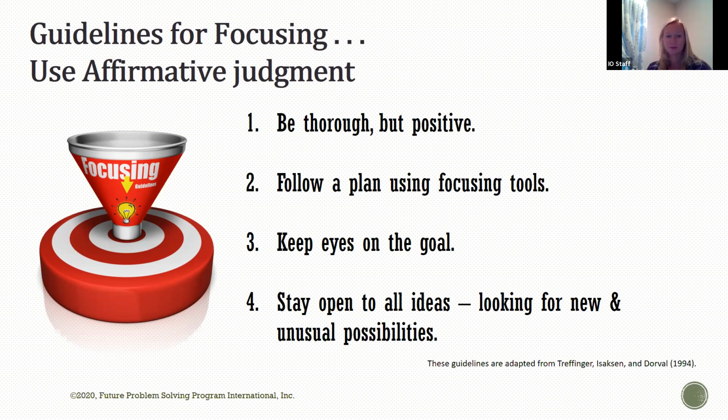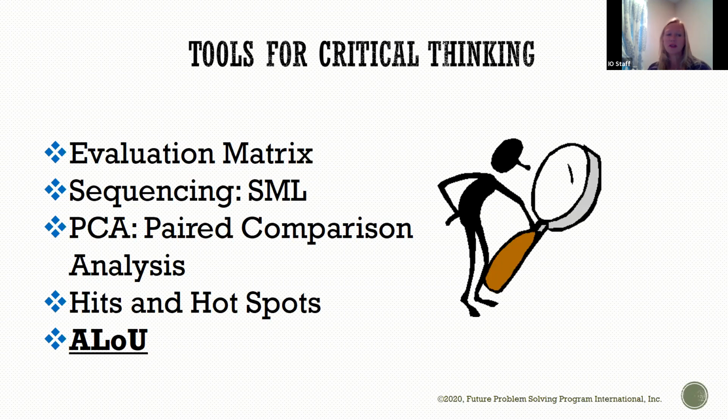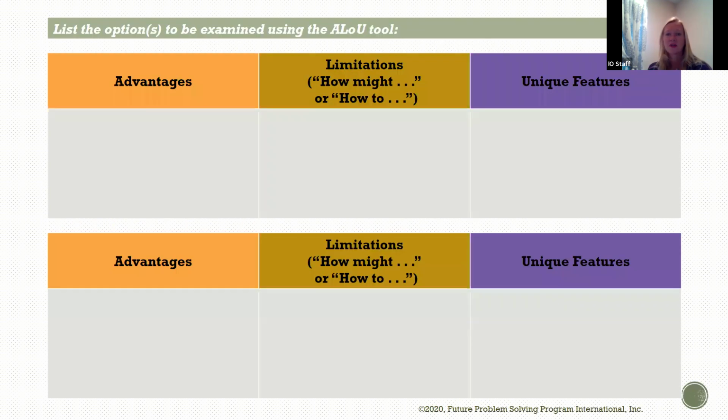thought of before. Here are the tools we've explored in this 10-lesson series: evaluation matrix, the sequencing of short, mid and long-term goals, the PCA, the paired comparison analysis, hits and hotspots, and our final critical tool in this series, the ALoU. So here is a blank chart of what the ALoU looks like. And typically it is a good tool to use when you have a small amount of ideas to try to solve. So 3 to 5 options would probably be the maximum for using this tool.